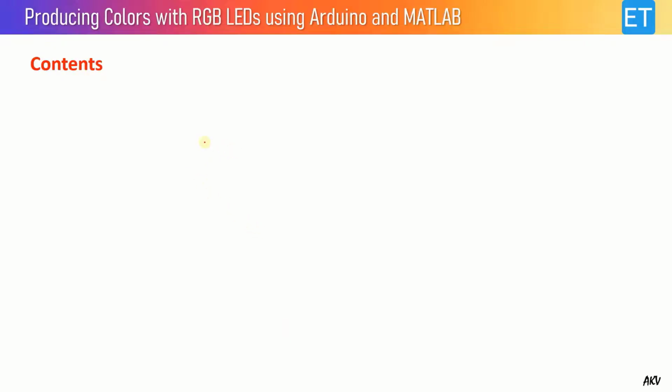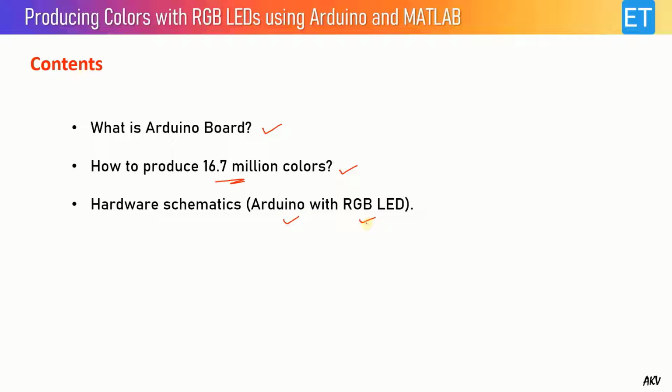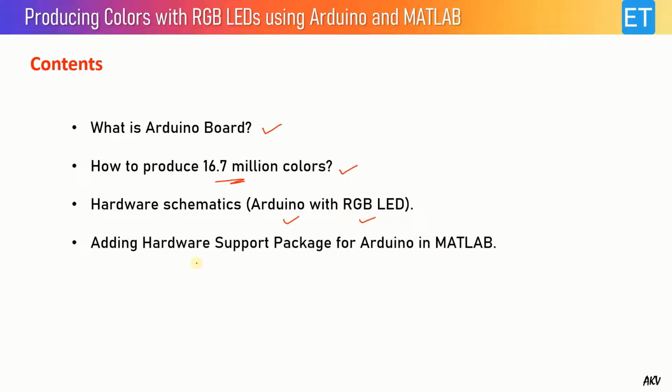Okay, let's go through the contents of this video first. First, I will explain about the Arduino board, and then I will explain how we can produce the 16.7 million colors using RGB LEDs. Then I will explain the hardware schematics that will include your Arduino board, which is connected with the RGB LED. And then I will explain how we can add the hardware support package for Arduino to MATLAB, so you can access the Arduino board with the help of MATLAB.